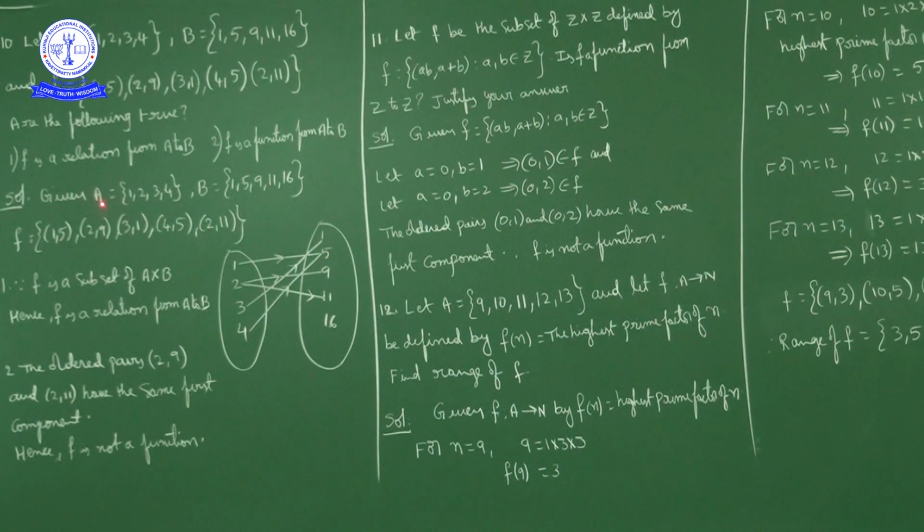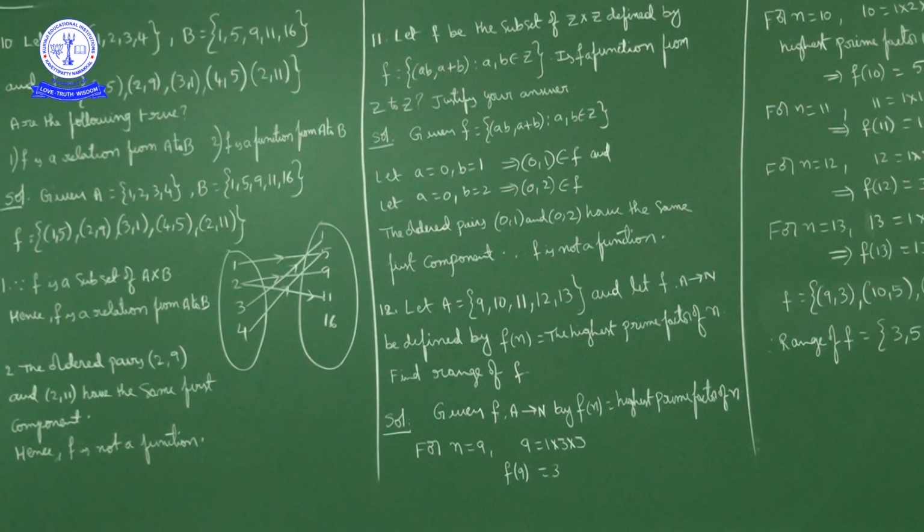Now what is given? A is a set containing elements 1, 2, 3, 4, B is a set containing elements 1, 5, 9, 11, 16 and F is given as ordered pair 1, 5, 2, 9, ordered pair 3, 1, ordered pair 4, 5, ordered pair 2, 11. Obviously F is a subset of the Cartesian product A cross B. Any subset of a Cartesian product is a relation. F is a subset of A cross B, hence F is a relation from A to B.